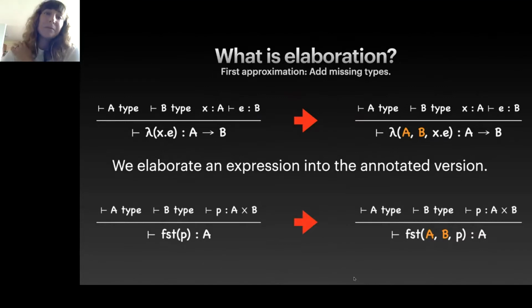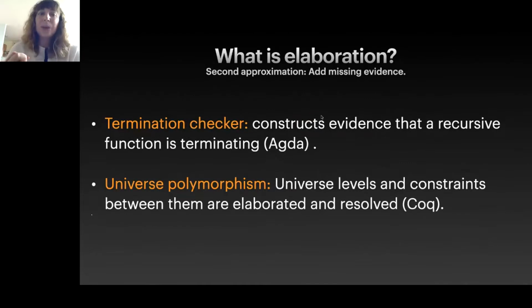And so there are algorithms that deal with this problem more or less successfully. But I'm not talking about the algorithms per se, I'm talking about what elaboration means today. And I'm trying to convince you that adding missing types is not the only thing that we elaborate. So here's another example. We can also add missing evidence. An example of that would be the termination checker. So we can construct evidence that a recursive function is terminating. And for example, Agda does it.